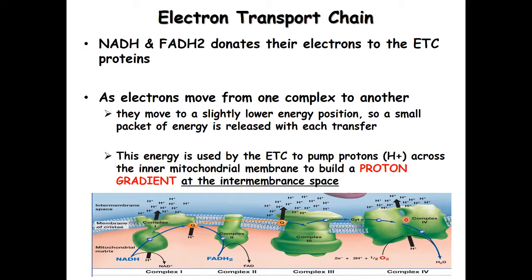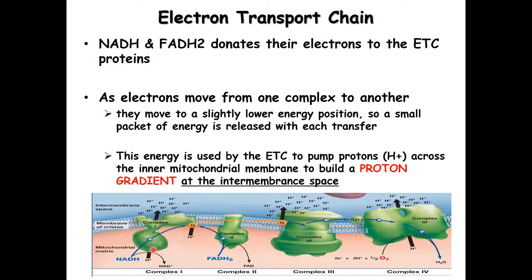Now remember, the only reason the electron will move like this is electronegativity. Let's start from the beginning. NADH and FADH2 will donate their electrons to the first ETC complex, because this complex has a lot higher EN, electronegativity, than NADH or FADH2. So when these two molecules get close to ETC number 1, the electron is going to get stolen by ETC 1. That's how it works.